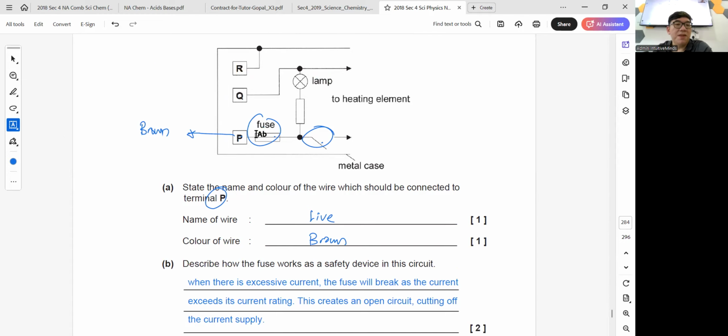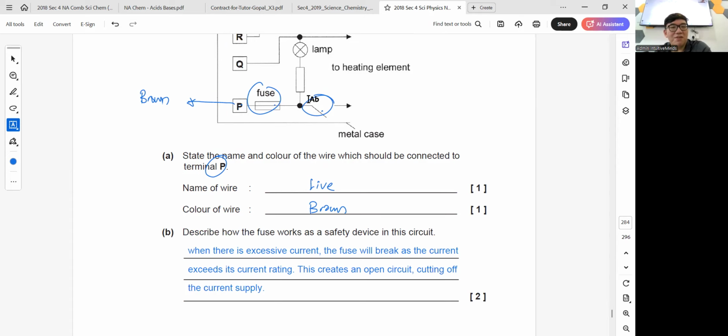Why must the fuse be placed at the live? So then how will the current flow directly? What's the right word to use? If the fuse is placed at live and the fuse breaks, will the lamp remain live? It will not remain live. So the keyword is not remain live.